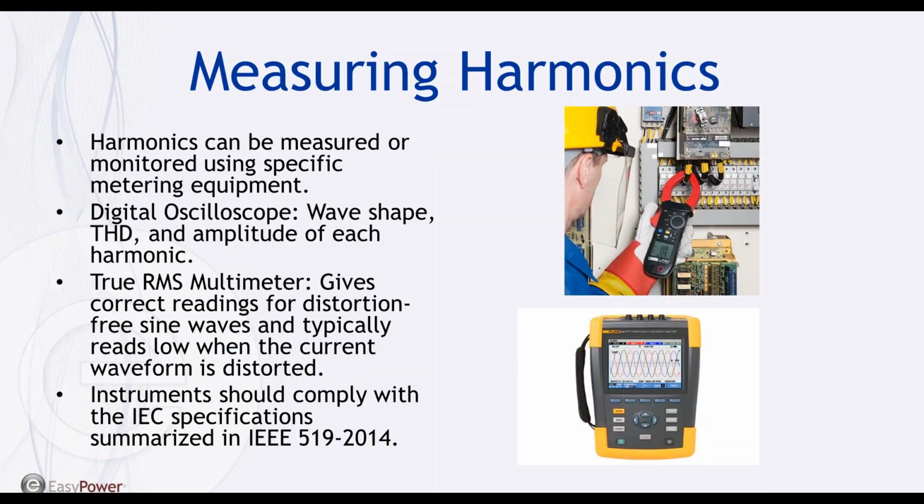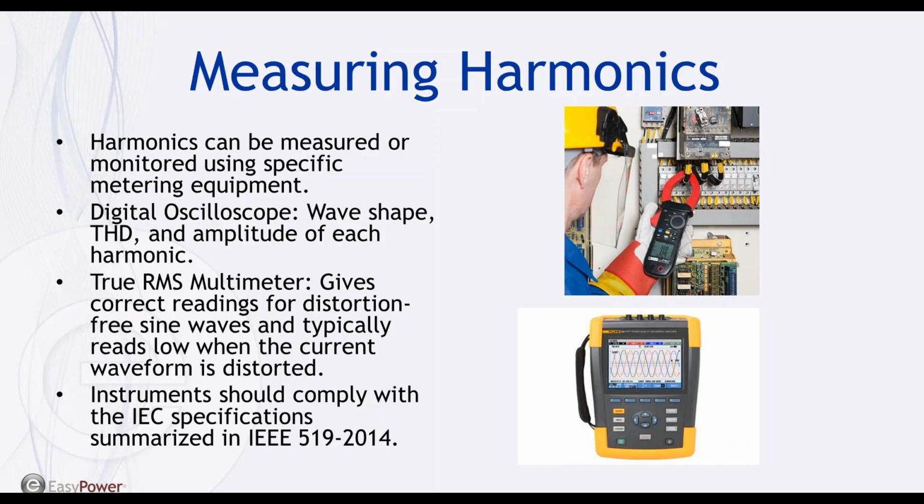So harmonics can also be measured or monitored using specific metering equipment. A digital oscilloscope shows the wave shape, total harmonic distortion, and amplitude of each harmonic. A true RMS multimeter gives correct readings for distortion-free sine waves and typically reads low when the current waveform is distorted.